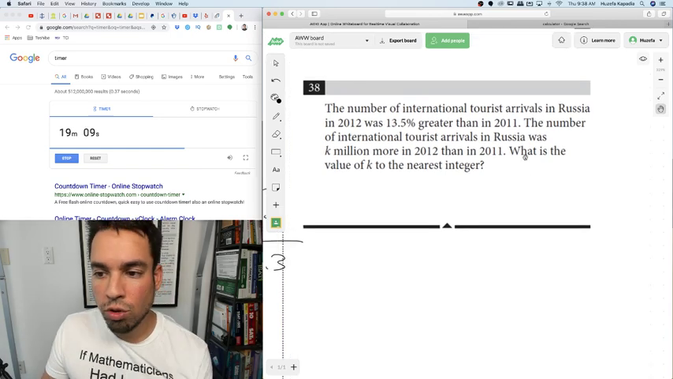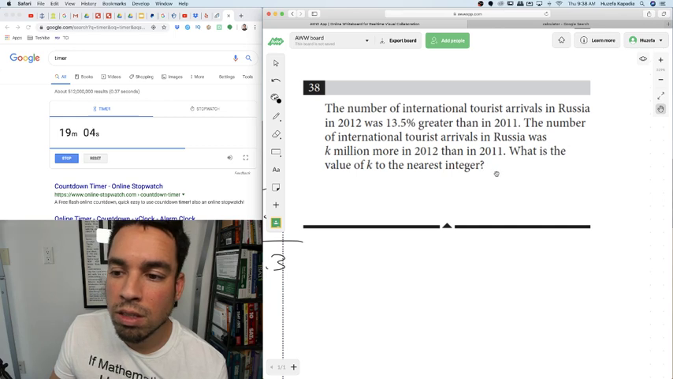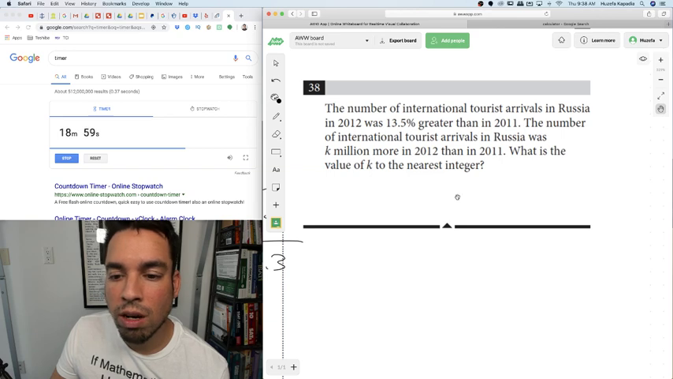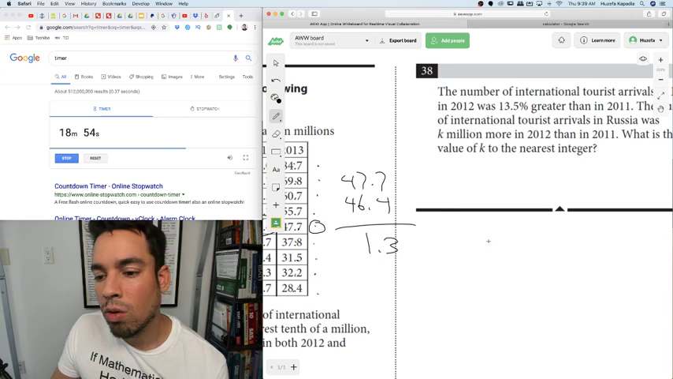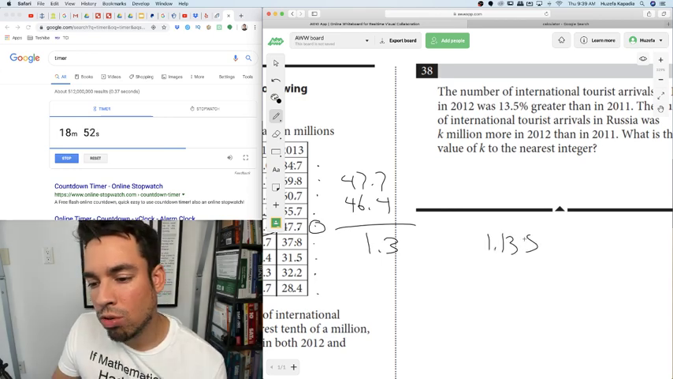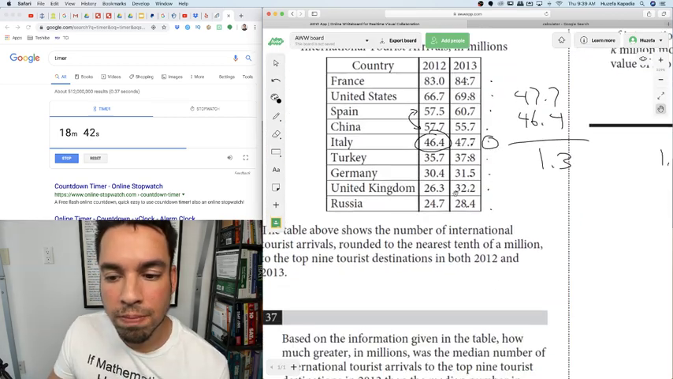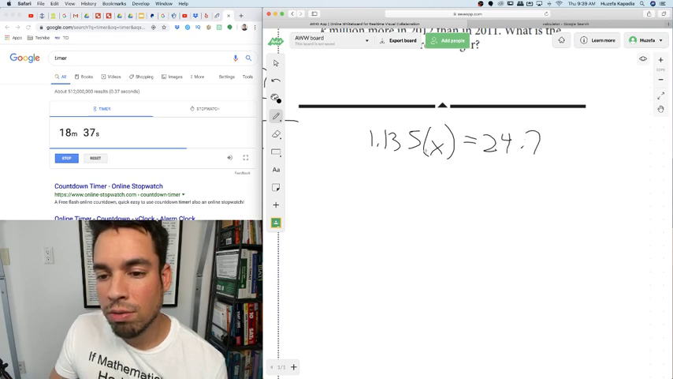The number of international tourist arrivals in Russia in 2012 was 13.5% greater than in 2011. The number of international tourist arrivals in Russia was K million more. What is the value of K? Okay, so we need to figure that out. So look, we'd say 1.135. That's 13.5% greater. Like 1.135 times X, which is the 2011 number, is the 2012 number, which is 24.7. Now I can actually solve for that original value by dividing both sides by 1.135.